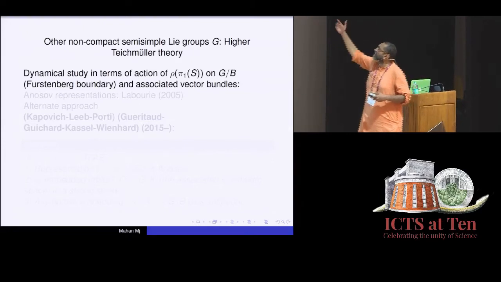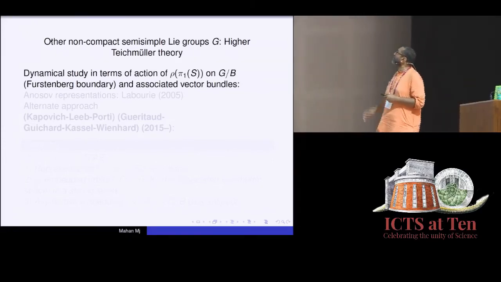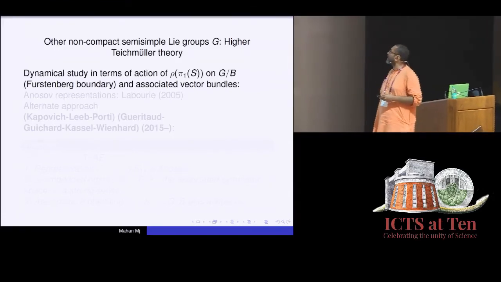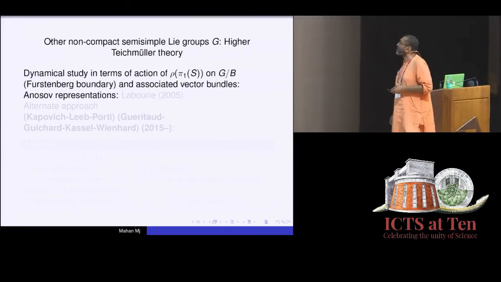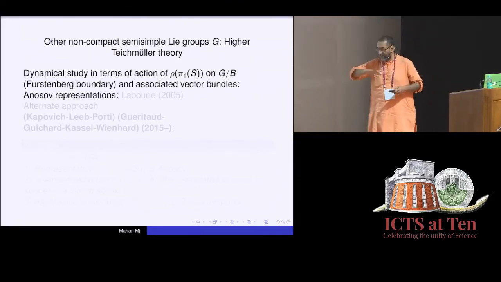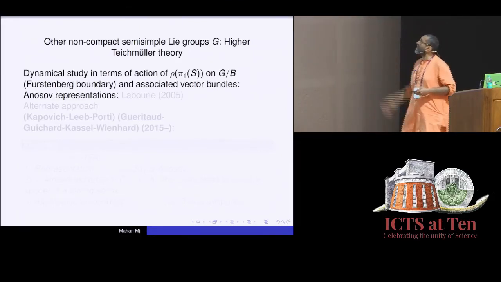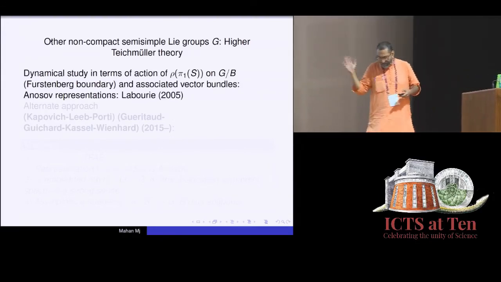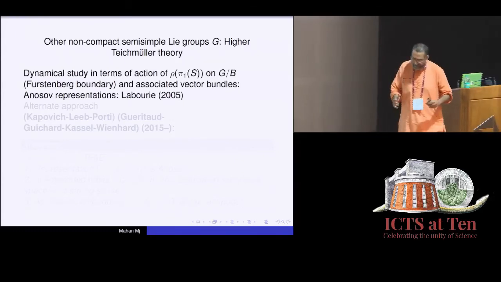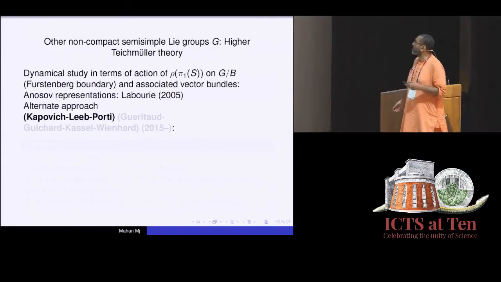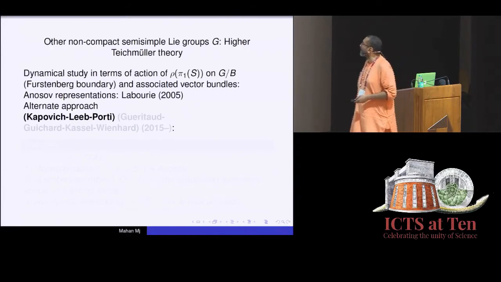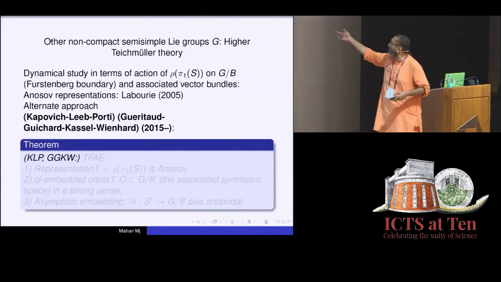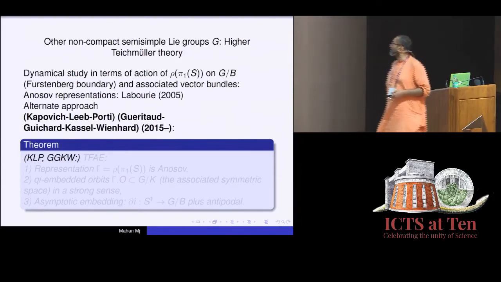And the dynamical study of these groups on these compact spaces and associated vector bundles give rise to an analog of these Fuchsian and quasi-Fuchsian representations. These are called Anosov representations because of the dynamics. It's motivated by the geodesic flow on surfaces. This was done by Labourie in 2005, and the definition is quite hard to nail down. So an alternate approach was given in just the last 2 or 3 years by 2 groups of mathematicians, Kapovich, Leeb, and Porti, and Guéritaud, Guichard, Kassel, and Wienhard, 2015.